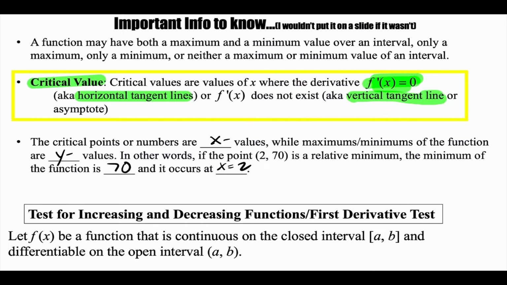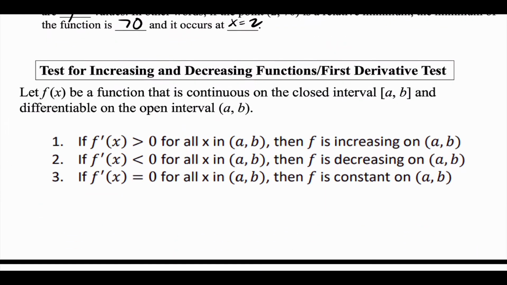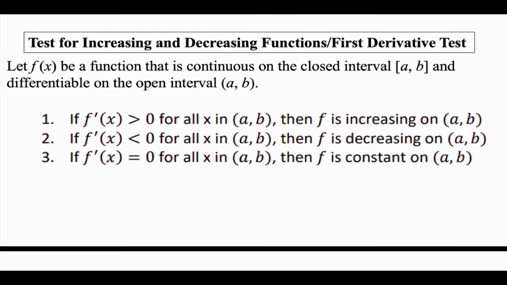Okay, so critical values will give you points. You'll be like, okay, there's something here, something here, something here. How do I know if it's a maximum or minimum there? Critical values tell you where, but it doesn't tell you what type it is, a maximum or minimum. For that, you have to use the first derivative test.